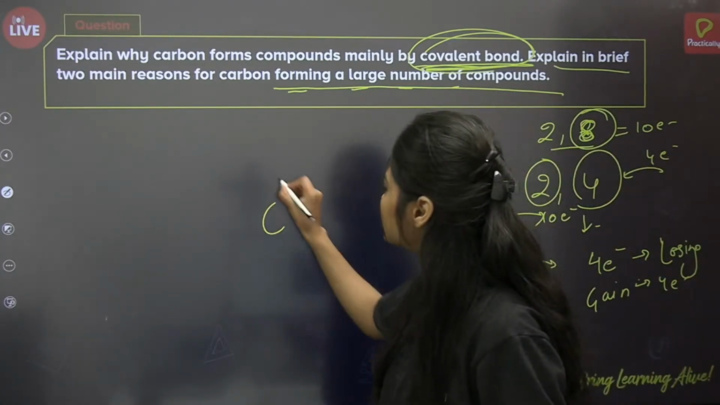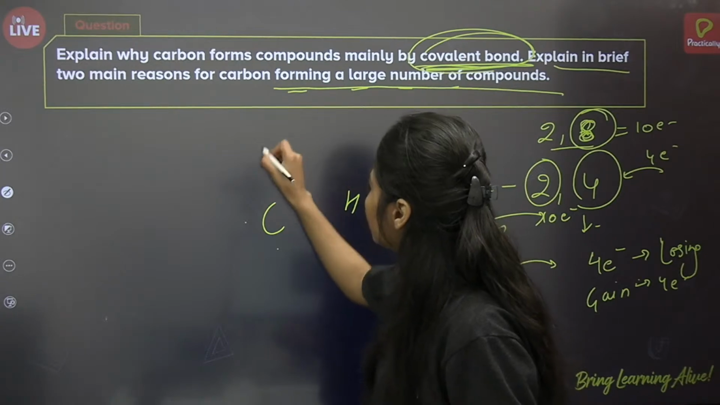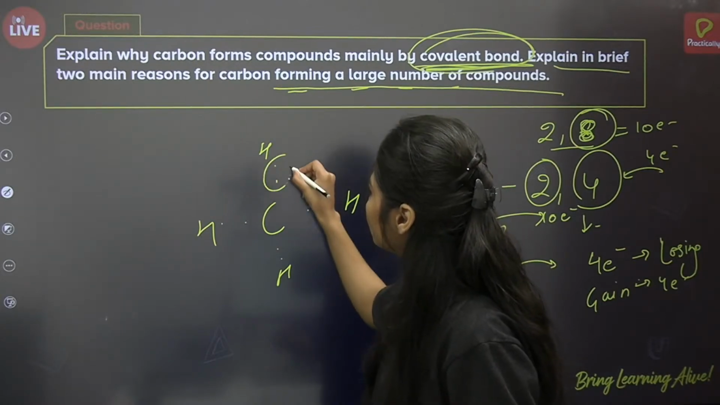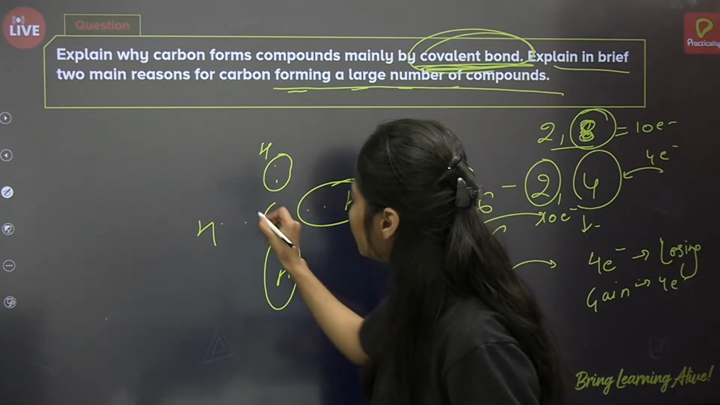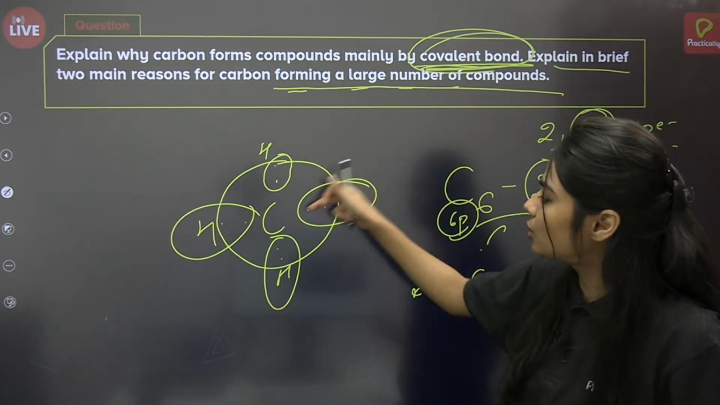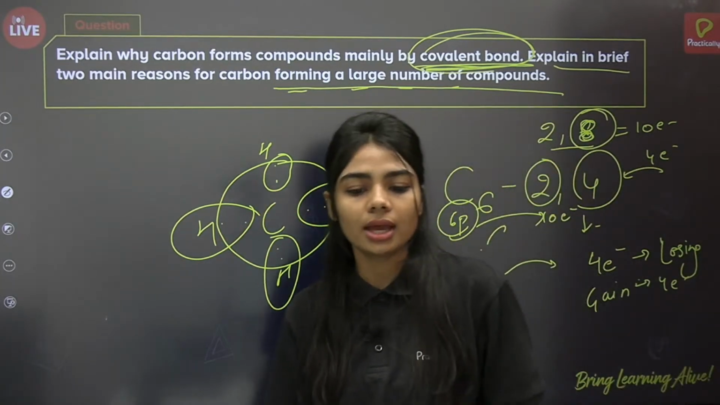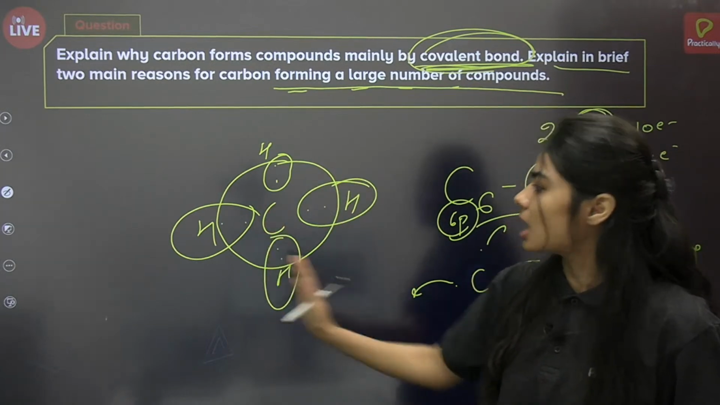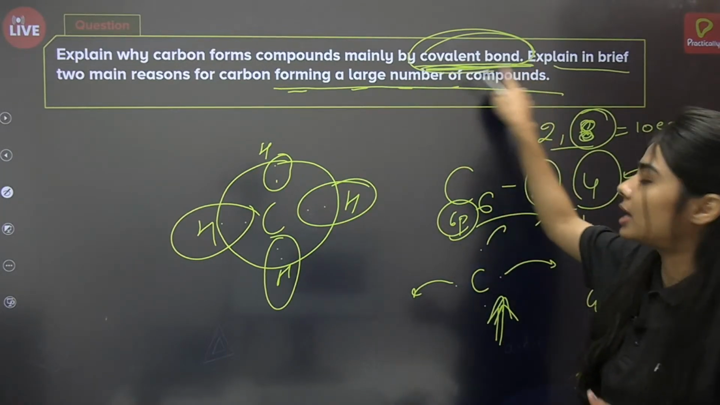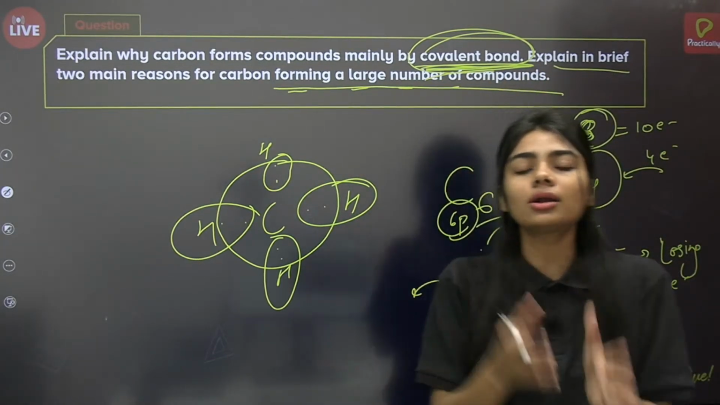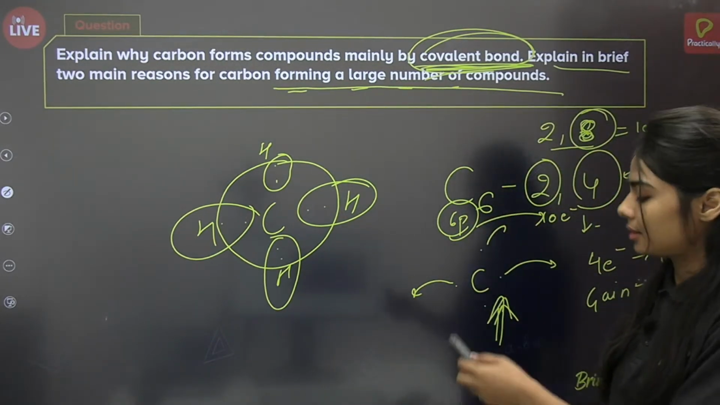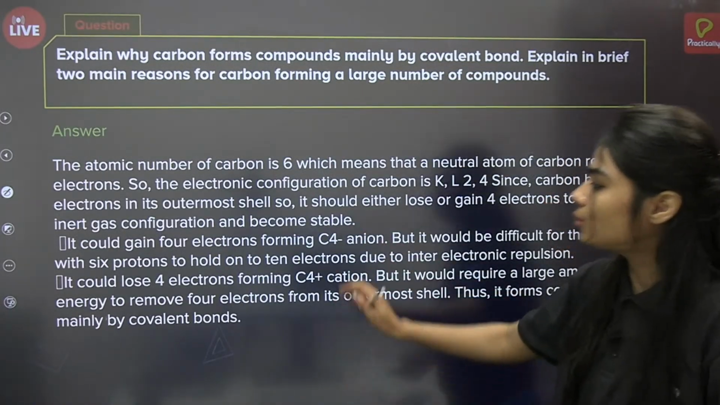How will they share? This is carbon, 4 electrons. How many hydrogens? 4 hydrogens. 1 they will share. Now this hydrogen is completed. Okay. And now if you count the number of electrons in carbon, how many are there? 1, 2, 3, 4, 5, 6, 7, 8. 8. Okay. Now the octet is complete. So this is how it will share the electrons. And this is the reason it will form covalent bond, not ionic bond, because it is not capable of losing or gaining 4 electrons. Okay. I hope this is clear. So this is how you need to write the answer.